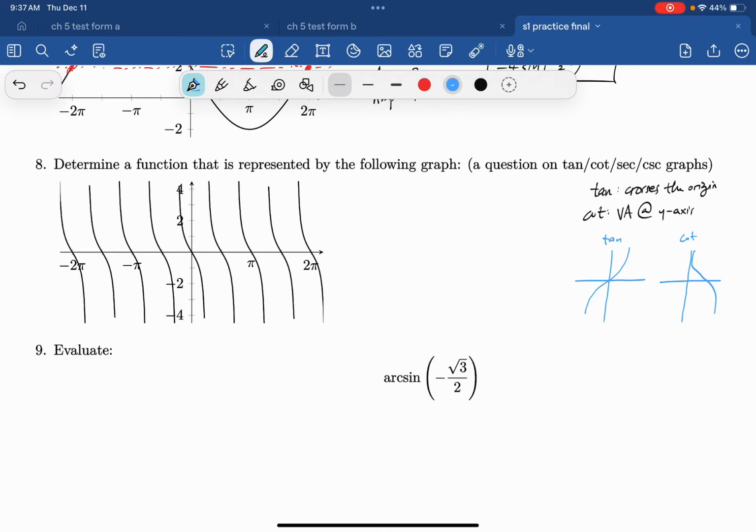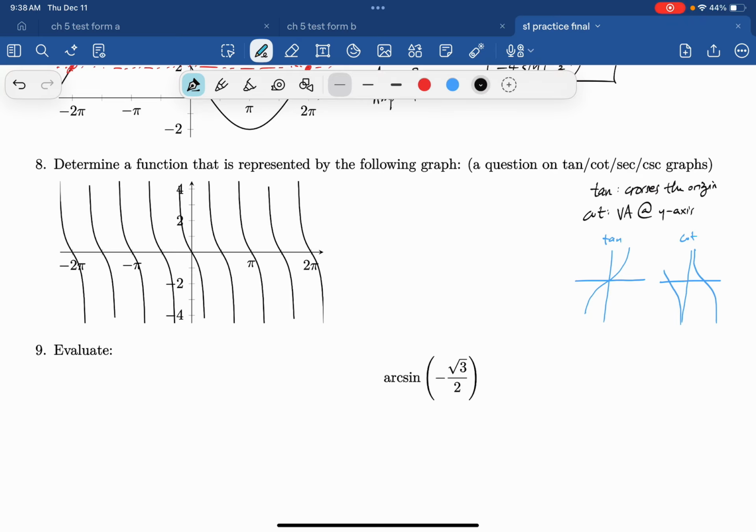Has a vertical asymptote at the y-axis. Okay, and not only a vertical asymptote, but it also goes in the opposite direction than tangent, assuming there are no shifts. Okay, so those are the basic rules for tangent and cotangent without any shifts. So you might be tempted to just look at this graph and notice it goes in a downward direction and just write it off as a cotangent function, but you would be wrong because it crosses the origin. And so in order to be a cotangent function, it would have to have some shifts as well. But without any horizontal shifts, this is actually a negative tangent function.